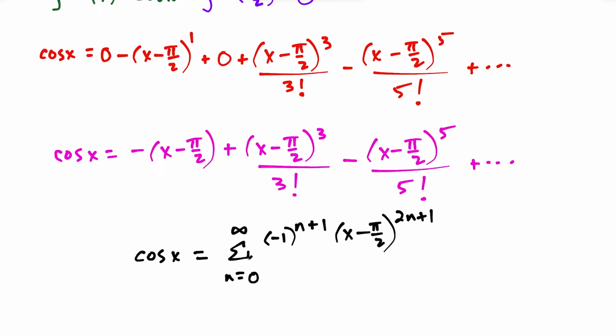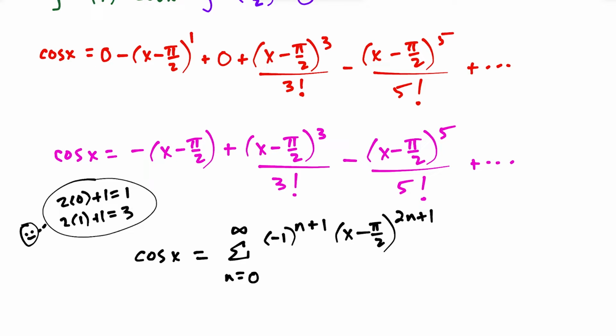And you could even see that if you were to plug in 0 for n, you're going to have 2 times 0 plus 1, and that's going to start you off at the first power here. And if you were to plug in n equals 1, the next term, you'd have 2 times 1 plus 1, which would give you the power 3. And that's the next term that shows up in our series.